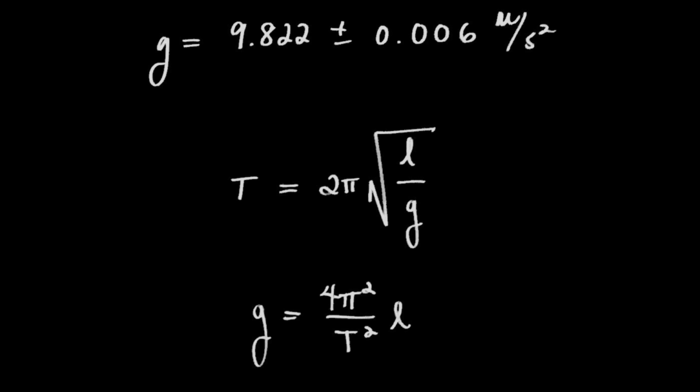And in fact, I know, a little better than Galileo, that the time period of a simple pendulum is equal to 2 pi times the square root of the length of the pendulum divided by g. So if I stir this equation around, I can solve it for g, just like I did here. And what I get is 4 pi squared divided by T squared times L is equal to g. Now I've got a different experiment that I can do.